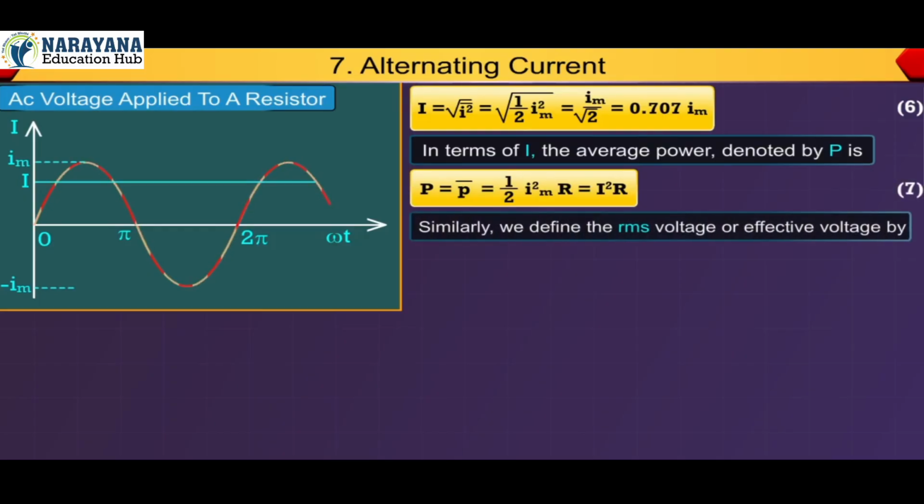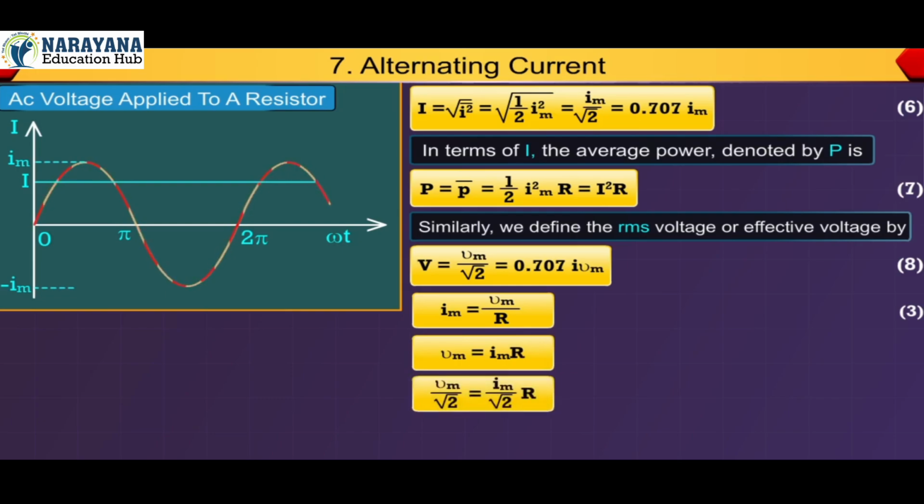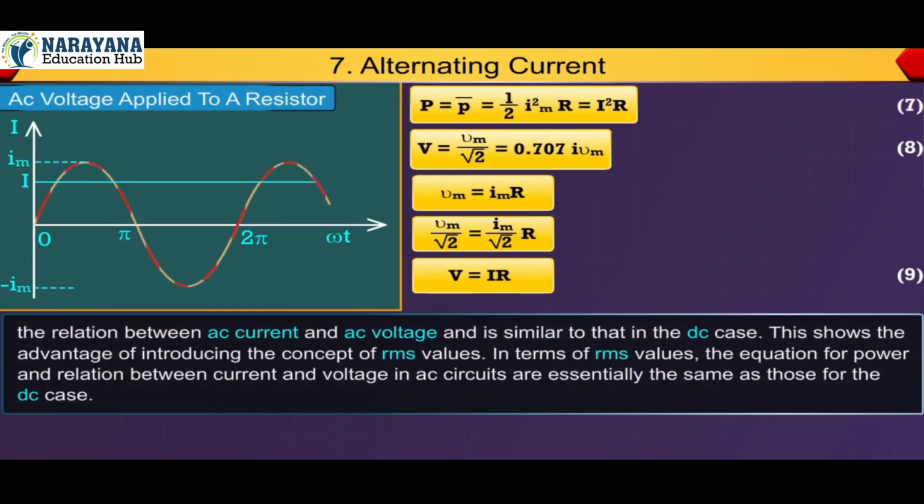Similarly, we define the root mean square voltage or effective voltage by V = Vm/√2 = 0.707 Vm. Equation 8. From equation 3, we have Vm = ImR, or Vm/√2 = (Im/√2)R, or V = IR. Equation 9 gives the relation between AC current and AC voltage and is similar to that in the DC case.